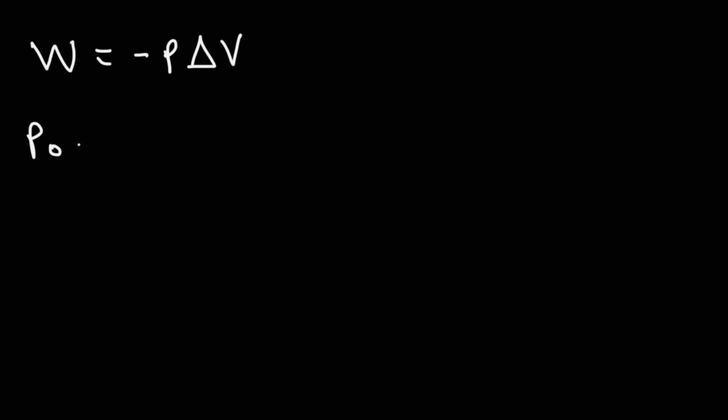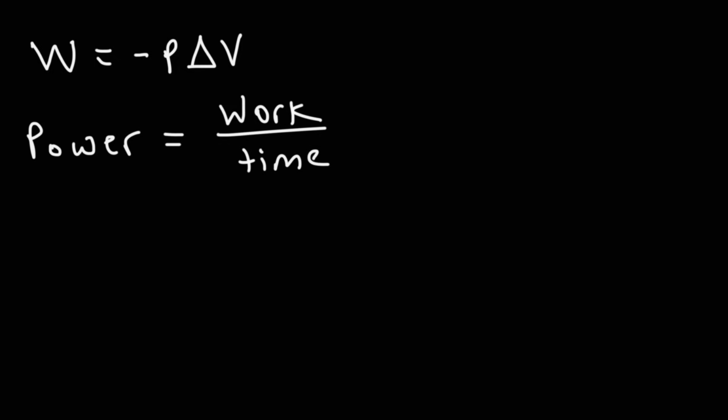Now, power is work divided by time. It's important to understand the difference between energy and work. Energy is something that an object has. An object can have kinetic energy, it can have potential energy. Work is really a mechanism in which energy is transferred from one object to another. So if you think of energy as money, like how much money you have in your bank account, work would be like the transaction, the deposits and withdrawals, the transfer of money from one account to another.